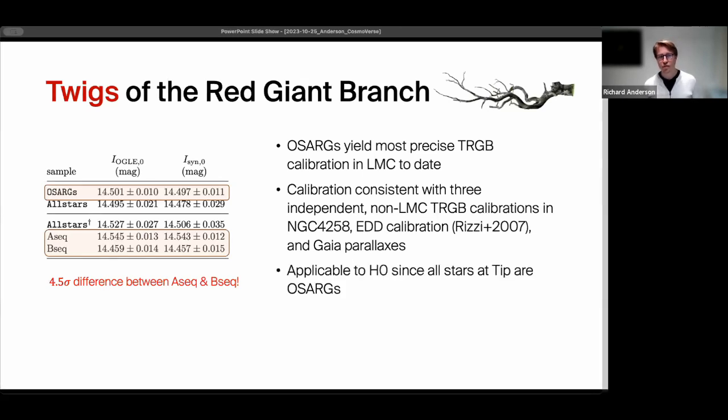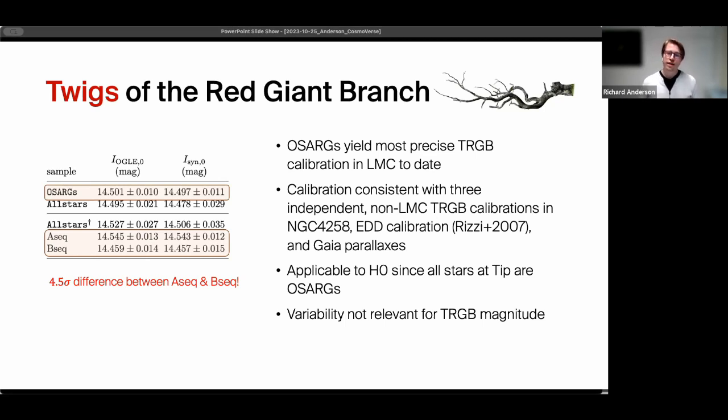And as I mentioned previously, all the stars at the tip are ozargs, so this is applicable to the Hubble constant. However, the variability of the sources being so small, it doesn't really affect the mean magnitudes at the tip. However, it does allow us to do further investigations.